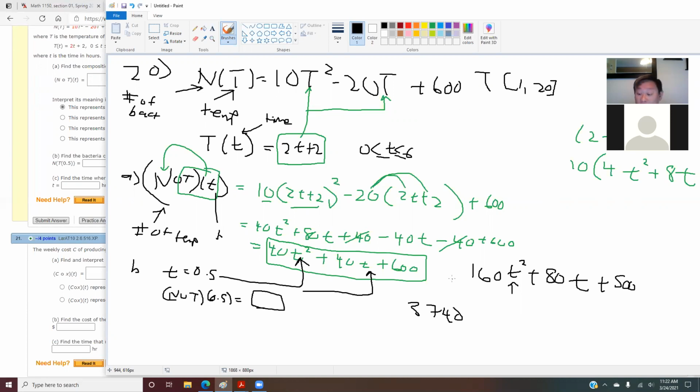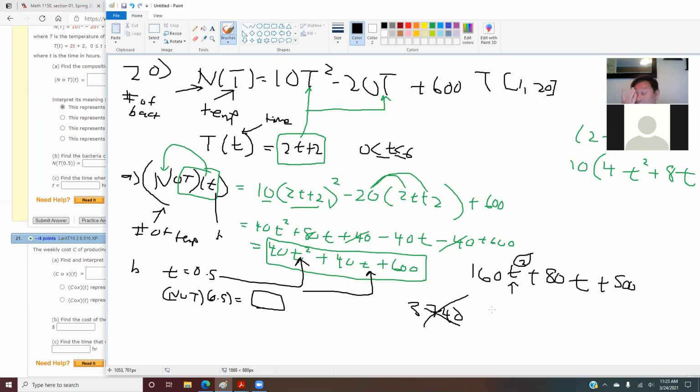Plus 80, but this one is correct, right? The function n dot tt is correct, right? Yep, it's correct. Okay, because if that is wrong, then no, I don't get 3740. Oh. Do you take the square of this? Yep, I squared it first.